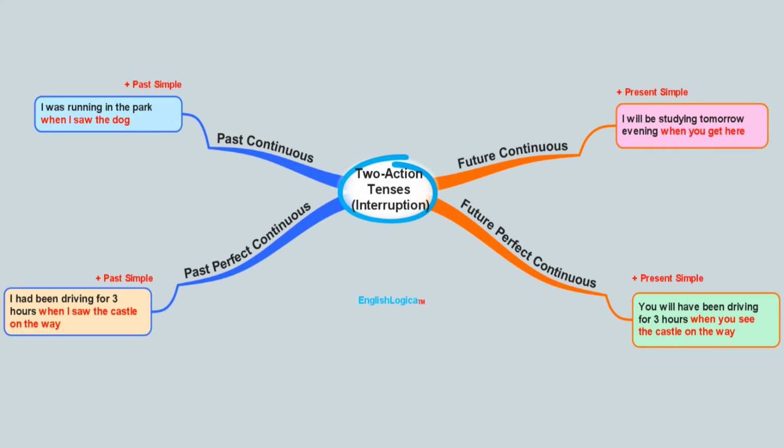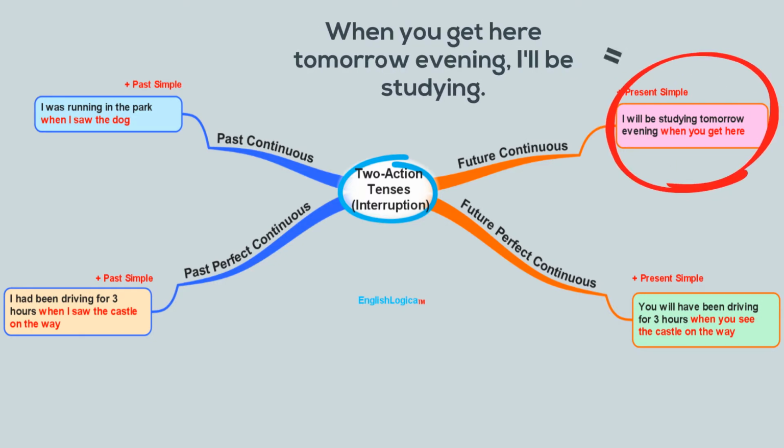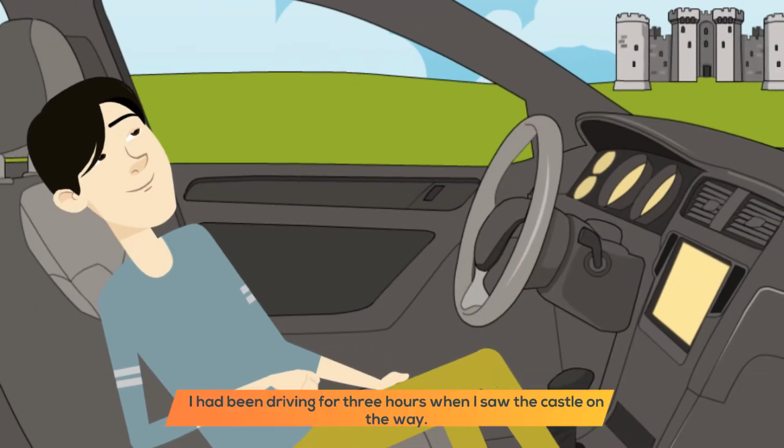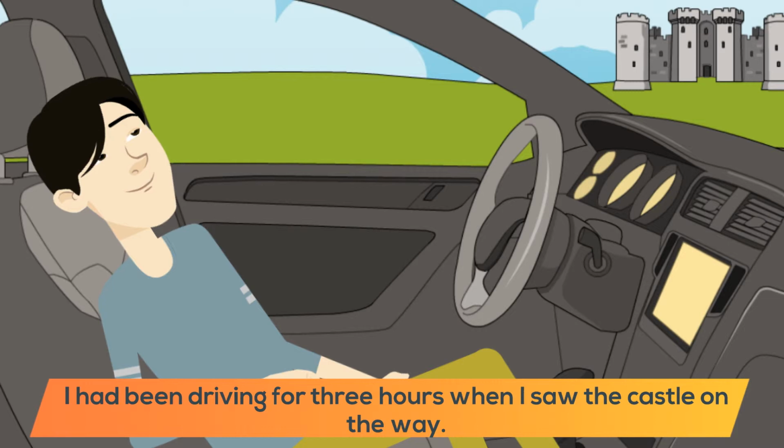Our mind map shows four main tenses used in sentences dealing with interruptions. You can switch the order of the actions around, so you could say, when you get here tomorrow evening, I'll be studying. Or, using the past perfect continuous and past simple, for example, you can say, I had been driving for 3 hours when I saw the castle on the way. The action of driving is interrupted by seeing the castle, but it doesn't stop. I continue to drive.